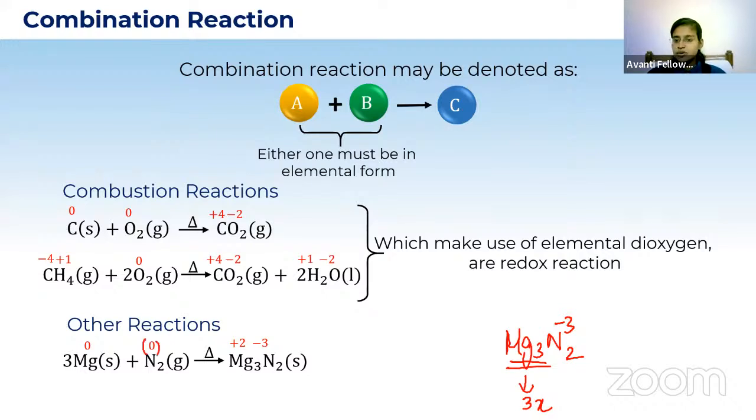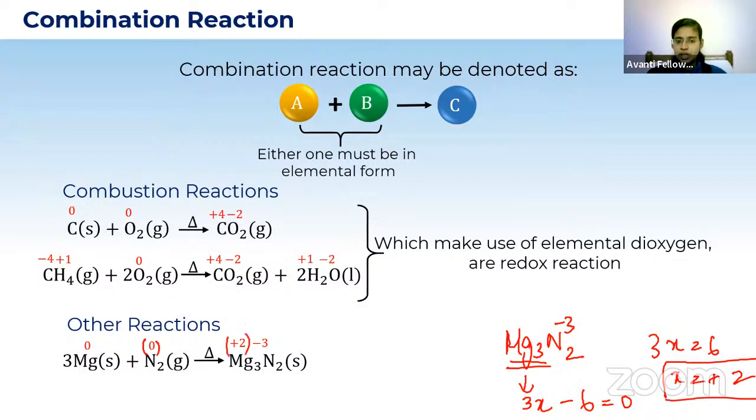Okay, so we have 2 nitrogen. So 2 into -3 will be there. So 2 into -3 is nothing but -6, which is equal to 0. And 3x is 6 and x is equal to +2. So this is how we are getting the oxidation state of magnesium as +2.